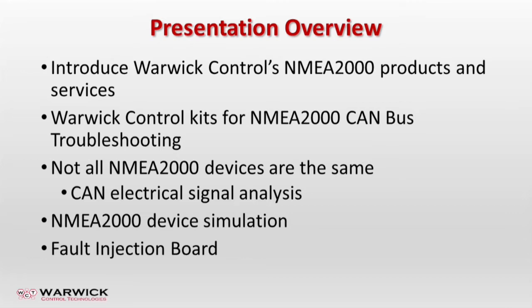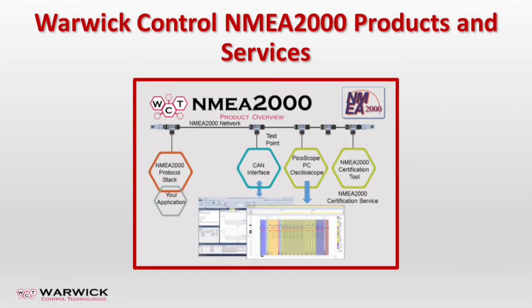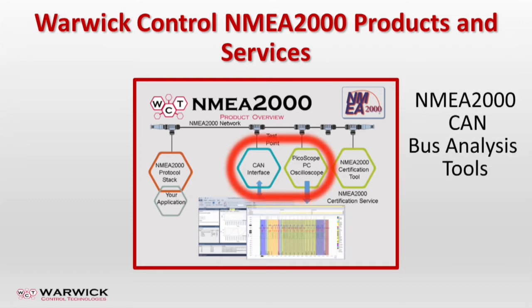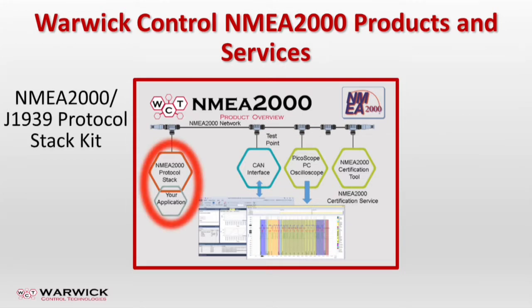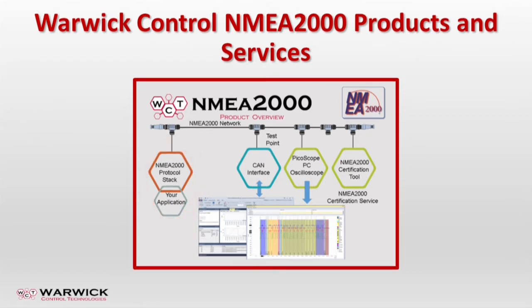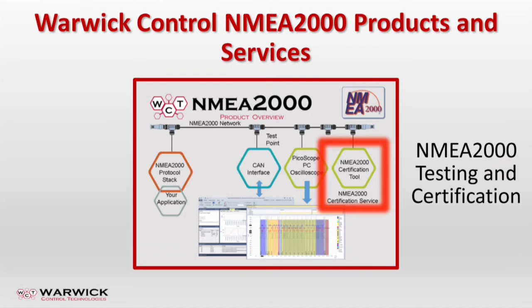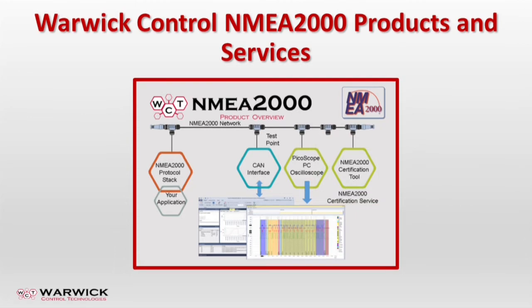Now we shall give a brief overview of all the NMEA2000 products and services we provide. At Warwick Control, we provide a range of NMEA2000 products and services, from the NMEA2000 CAN bus analysis tools, for the electrical signals with the Picoscope, and then the data contained within these messages and signals with X-Analyzer 3 and a Kvaser interface, through to a combined NMEA2000 and J1939 protocol stack kit to speed up developing a device, to then offering NMEA2000 testing and certification of a device with technical feedback on any failures. So now let's talk about the products for troubleshooting.